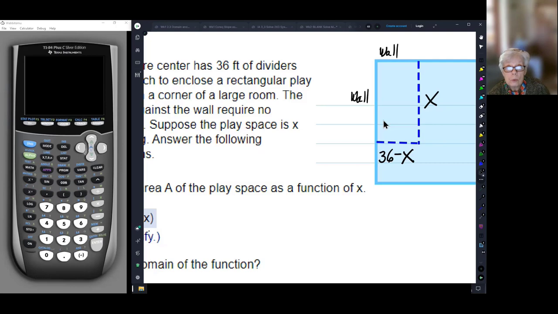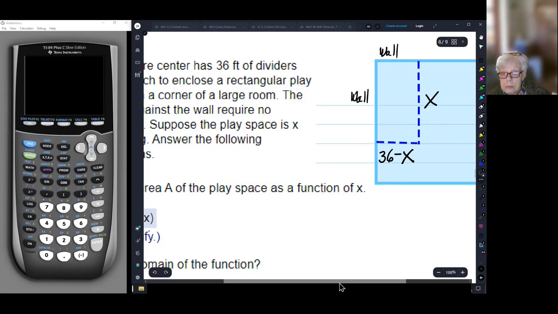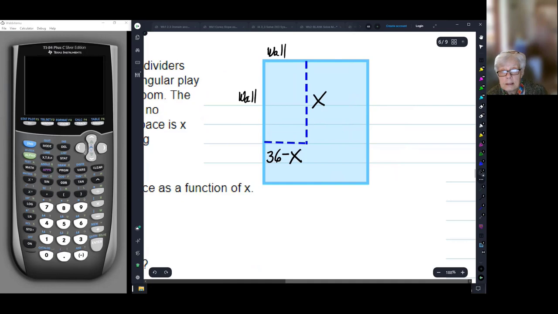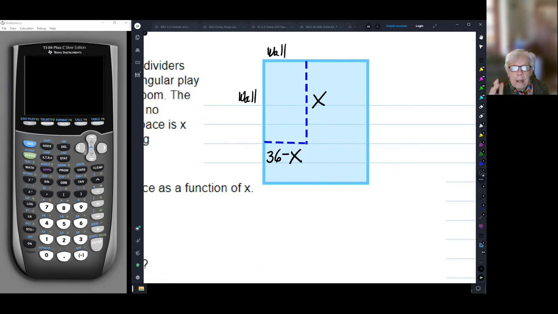Well, I'll tell you. There are two things, actually there are three things, that would make this not a rectangular play space. If X were to equal 0, then all 36 feet of the dividers would be up against this wall. That would mean they hadn't been used yet.